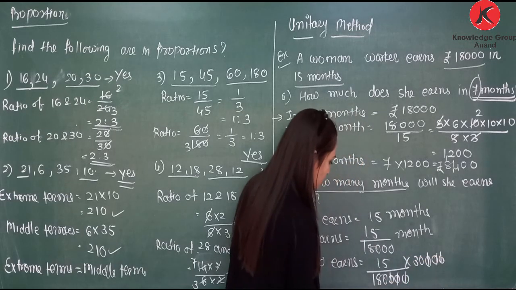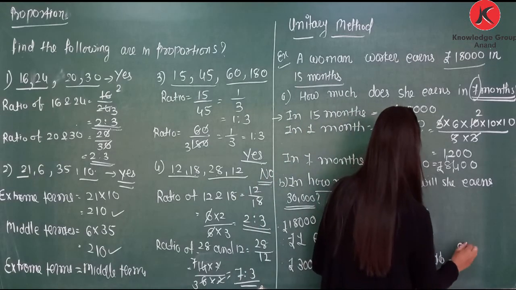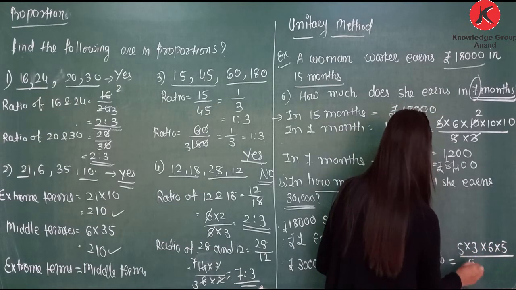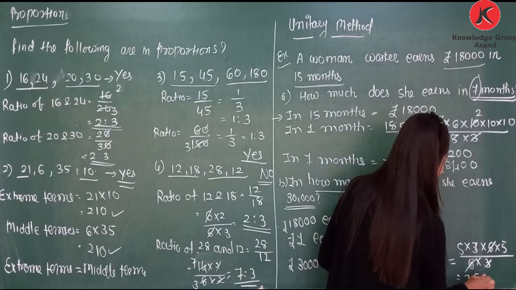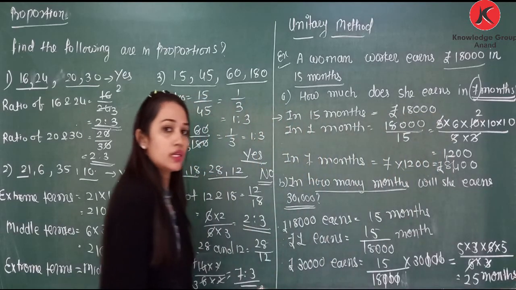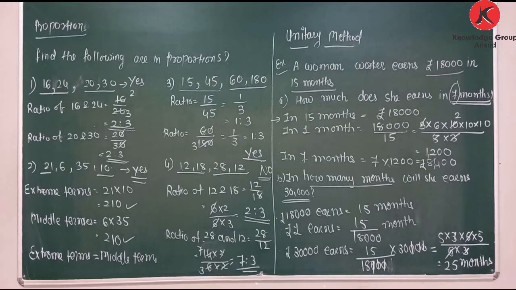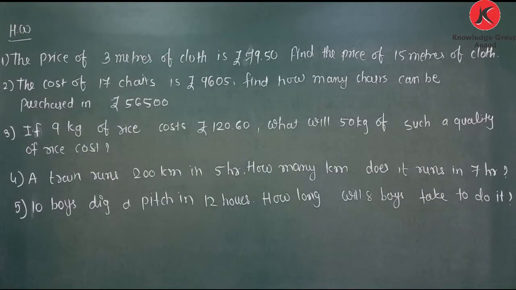So this will be cancelled out. 5 3s are 15, 6 5s are 30, 6 3s are 18. So in 25 months, she will earn rupees 30,000. Here some 5 examples are given that you need to solve in homework.